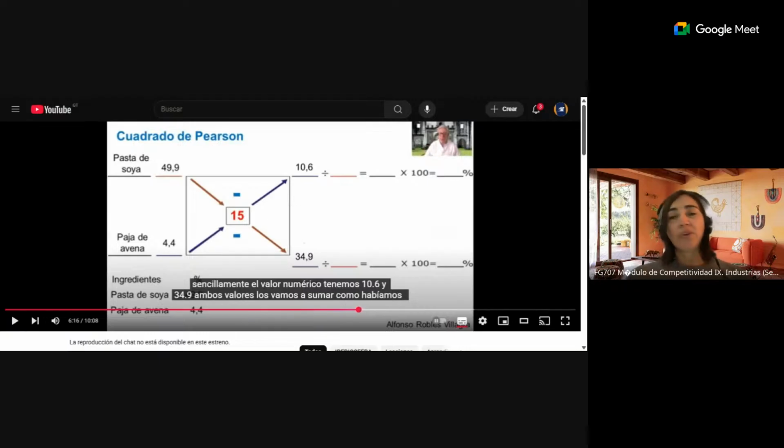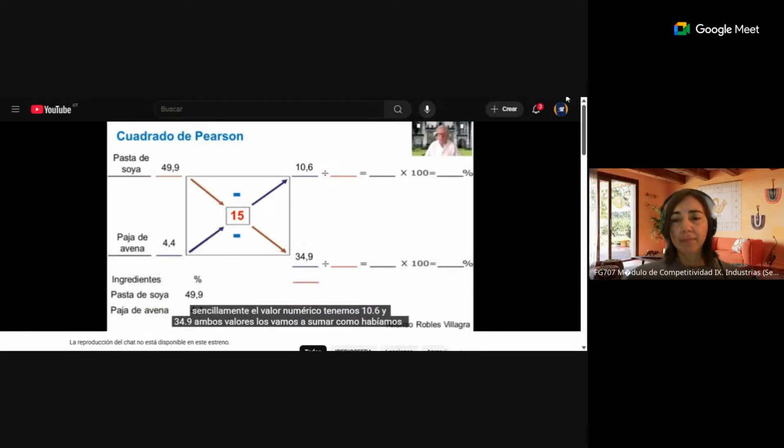Remember that we don't use negative numbers in this process. It doesn't matter if your answer gives you minus x, but you also have to get a positive number always, all the time. Tenemos 10.6 y 34.9.